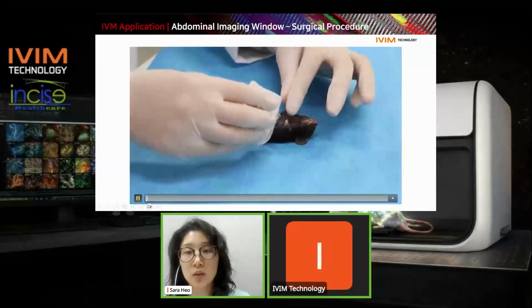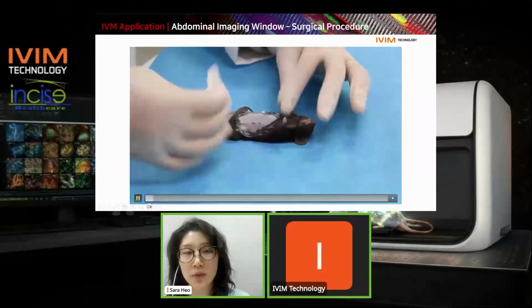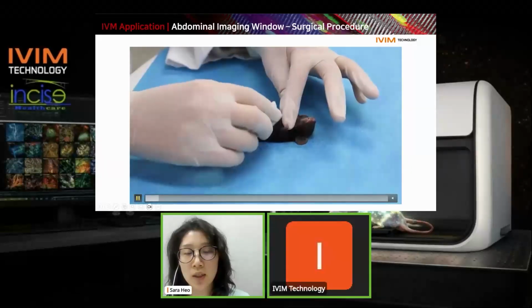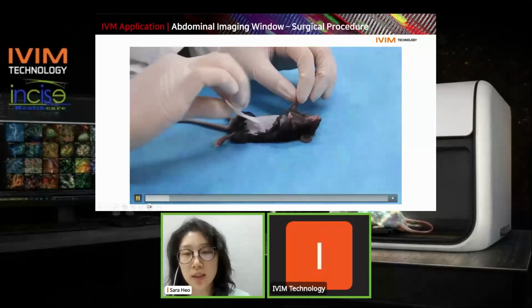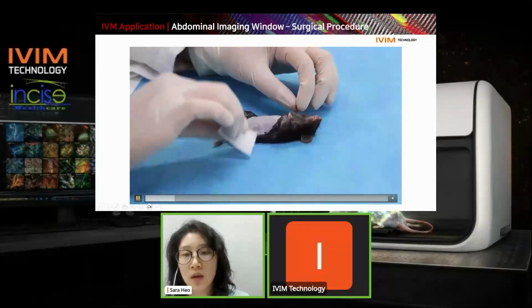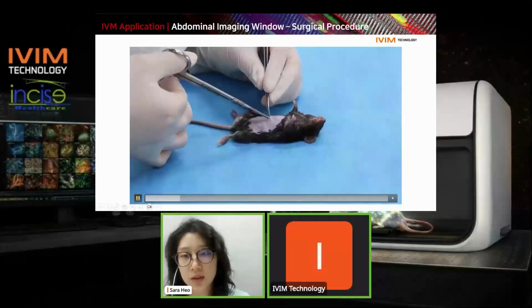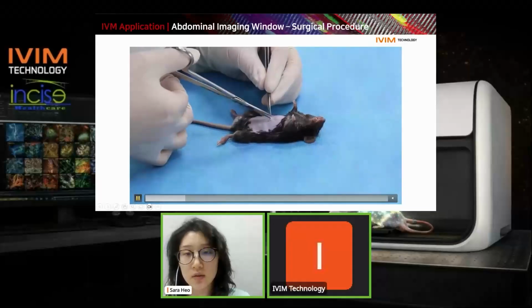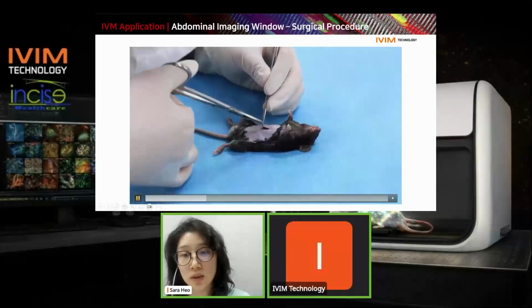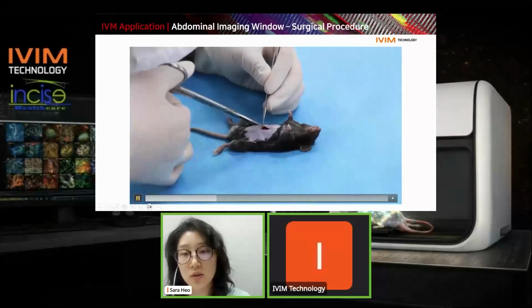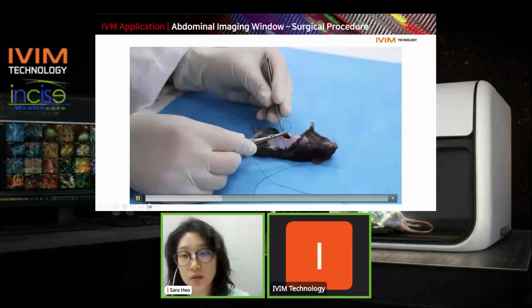First, the hair of the imaging area is removed using a clipper and removal cream. After wiping off the removal cream, the skin is sanitized. Right under the ribs is incised after the sanitization. It's incised only a little, up to the size that the window will fit, not too much. Then around the incision, a purse string suture is inserted around the incision area, just like that.